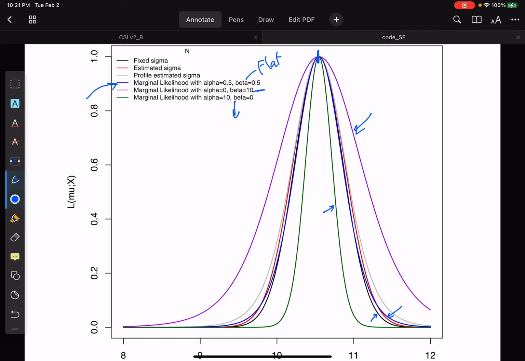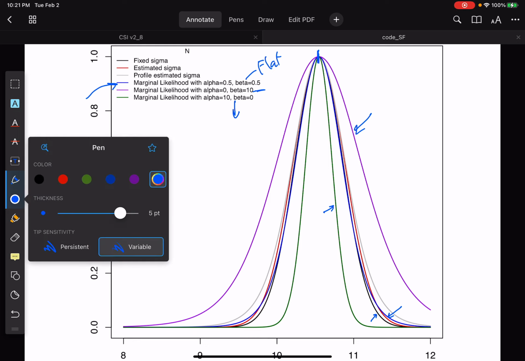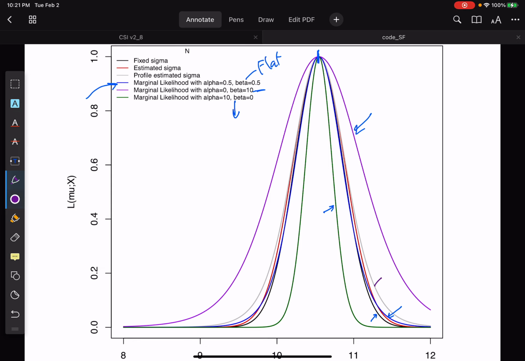And then the red, okay, is the estimated sigma, which means you just plugged in S squared. And then this light gray line here, that is the profile likelihood, and you can see it does what profile likelihoods do, which is it's conservative in terms of information relative to the other approaches, saying you have a little bit more variance.